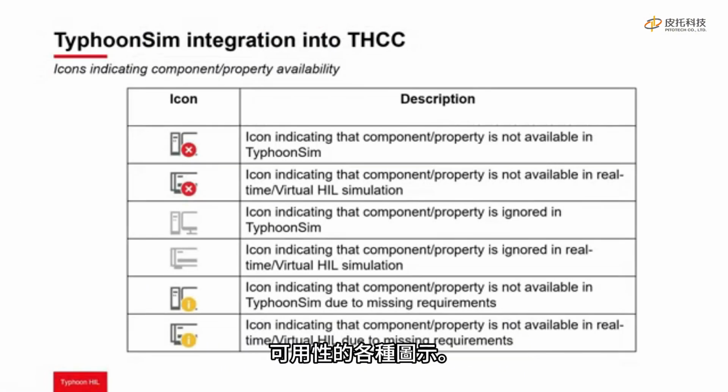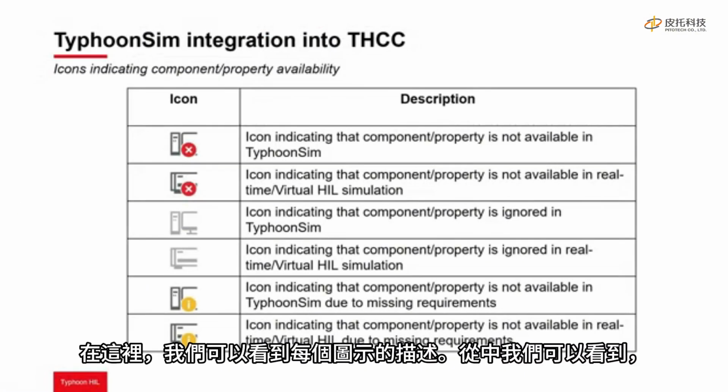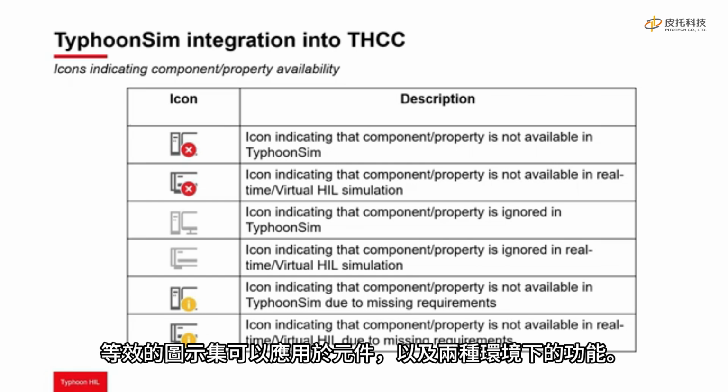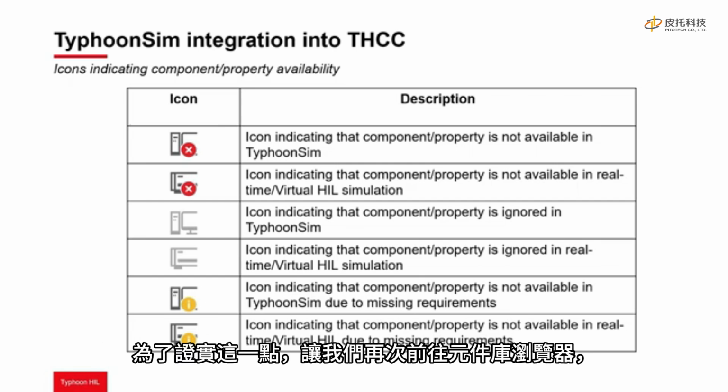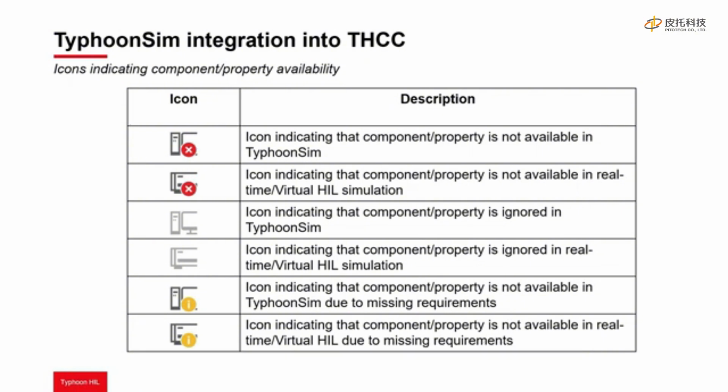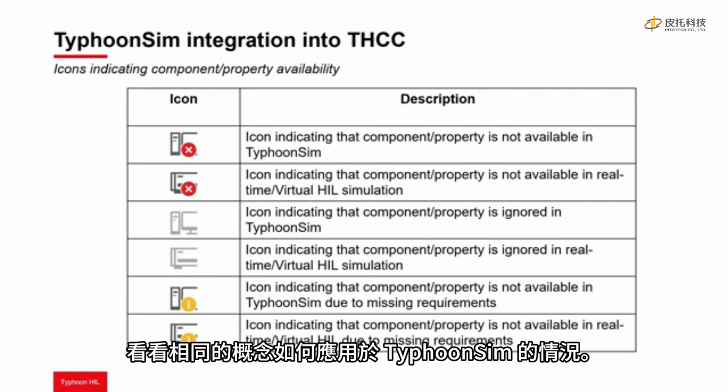Now, let's take a look at the various icons that indicate the availability of components and properties. Here, we can see what the description for each of the icons is. From this, we can see that the equivalent set of icons can apply to components and features in case of both contexts. To confirm this, let's go to Library Explorer once again, to see how the same concept applies in the case of TyphoonSim.